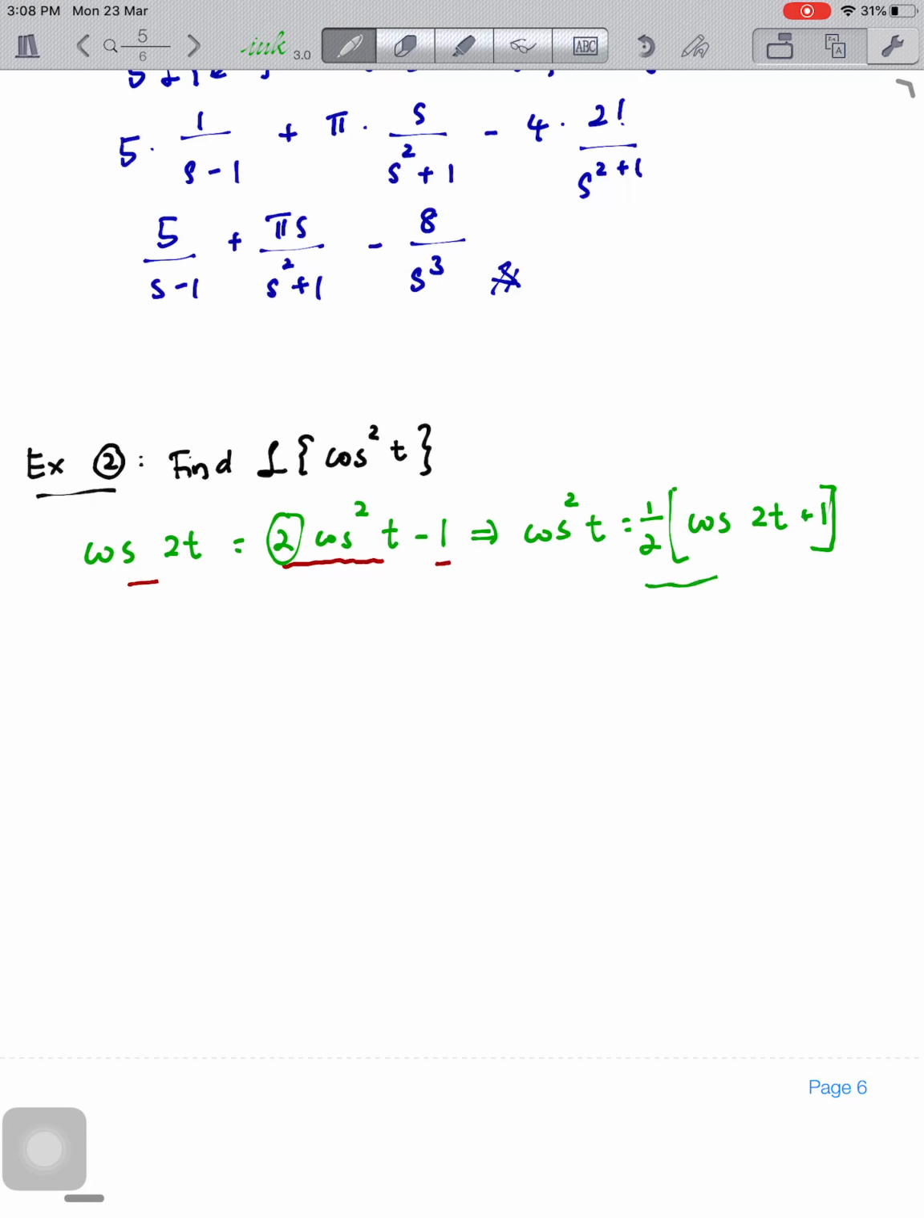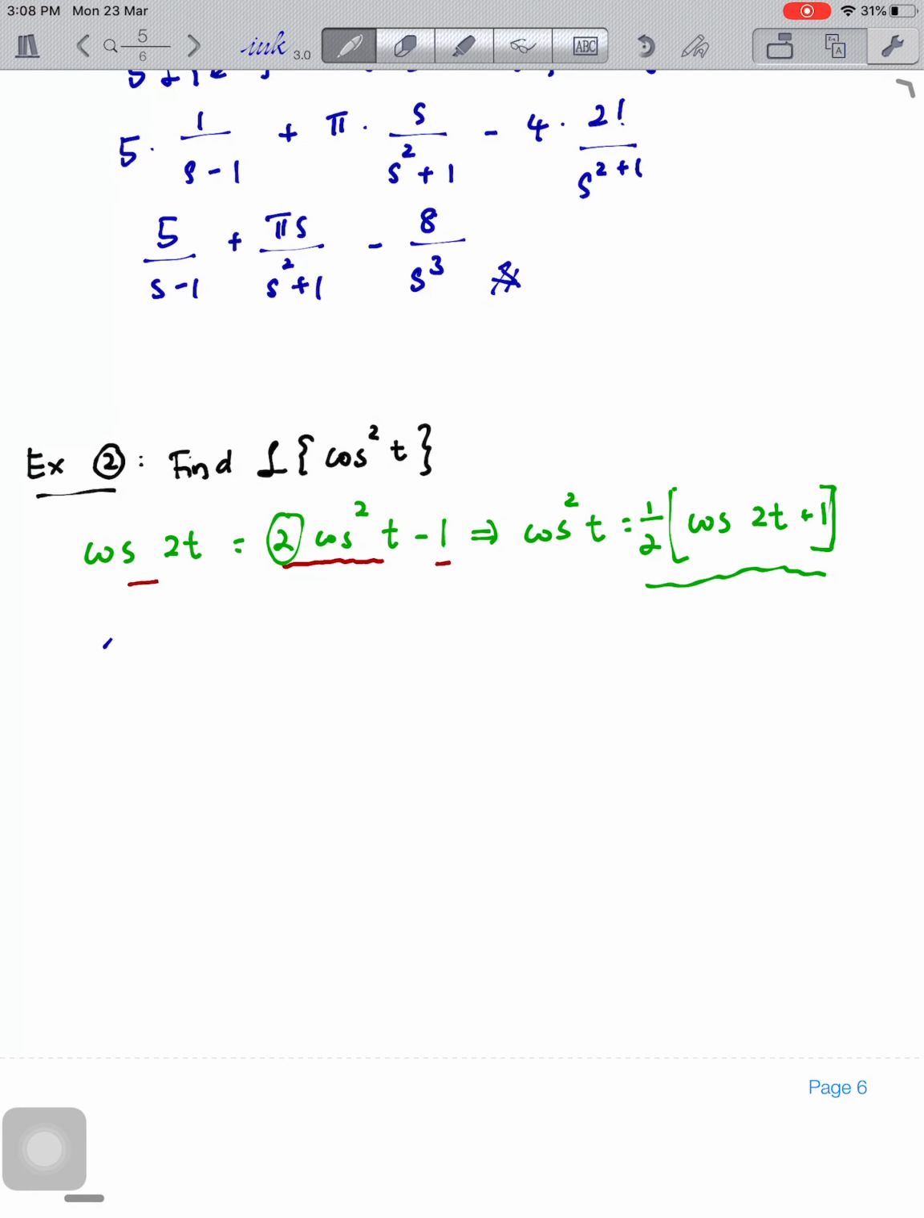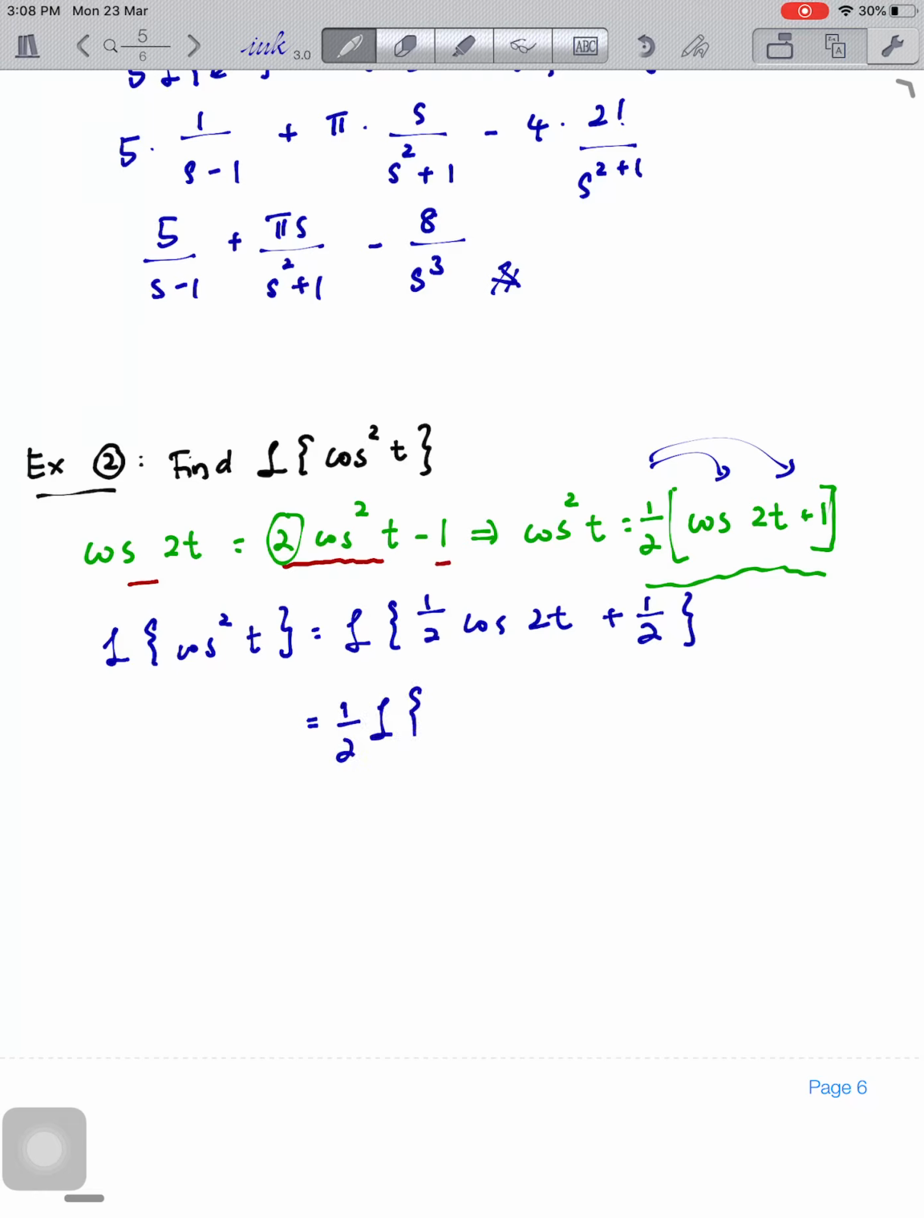Okay, so if I have a look at this form over here, I can simply Laplace this by using the linearity theorem or linearity property. So the Laplace of cos squared t, when I apply the linearity theorem, is simply going to be the Laplace of 1 over 2 cos of 2t plus 1 over 2. So I expand the bracket, I just multiply the 1 over 2 with each of these individually to make it easier for us. And then I'm going to apply the linearity theorem. So I'm going to bring the constant to the front. For the first term, I'm going to have a half Laplace of cos 2t. So that will be the first term.